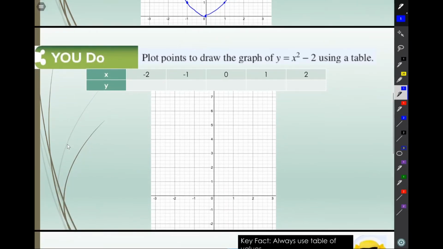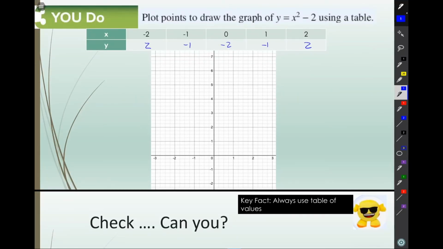So let's have a go at another example. I want you guys to do this one yourselves, and then when you come back, I'll show you how to do it. So all we need to do is fill in the table of values. Minus 2 squared is 4, minus 2 is 2. Minus 1 squared is 1, minus 2 is minus 1. 0 squared is 0, minus 2 is minus 2. And on this side, it's the same again.